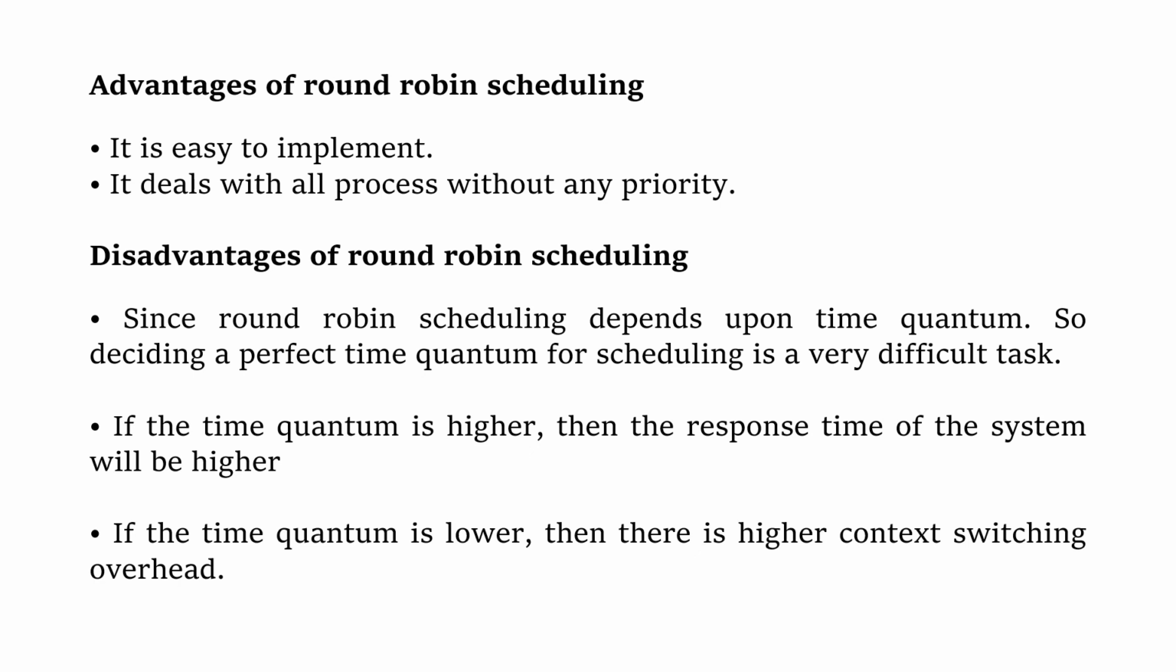Disadvantages: it is very difficult to decide a particular time quantum for the process, since round robin scheduling depends upon time quantum. If the time quantum is higher, then the response time of the system also will be higher. If the time quantum is lower, then there will be more context switching. Every time the context switching has to be done, so this causes higher context switching overhead.